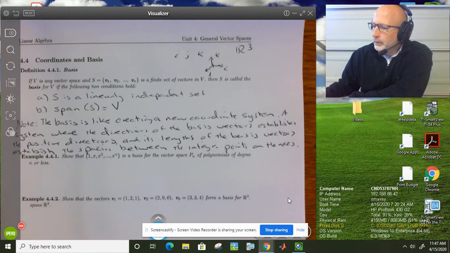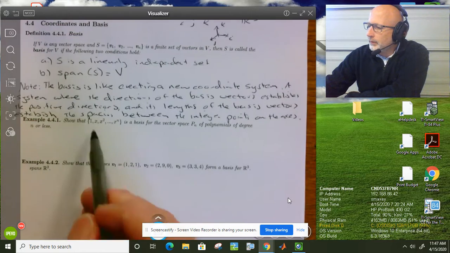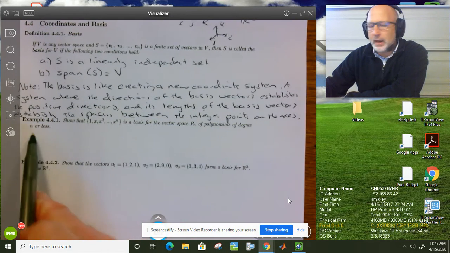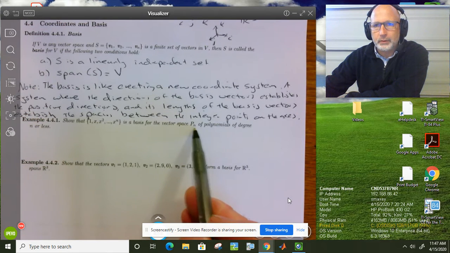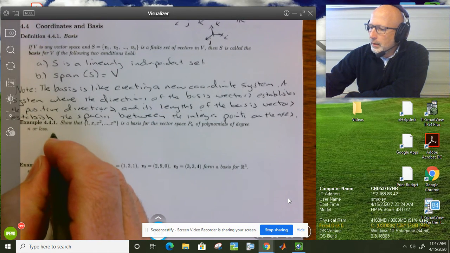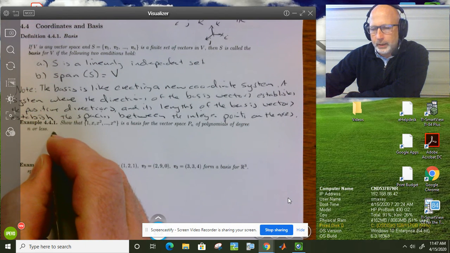Okay, so let's do a couple examples. Show that this is the basis for the vector space P_n, the set of all polynomials of degree n or less. So I have to show that it's linearly independent.